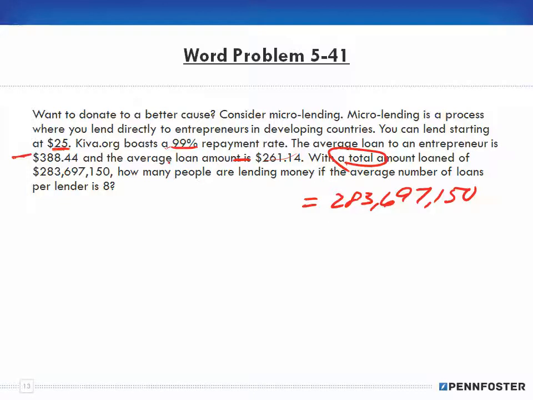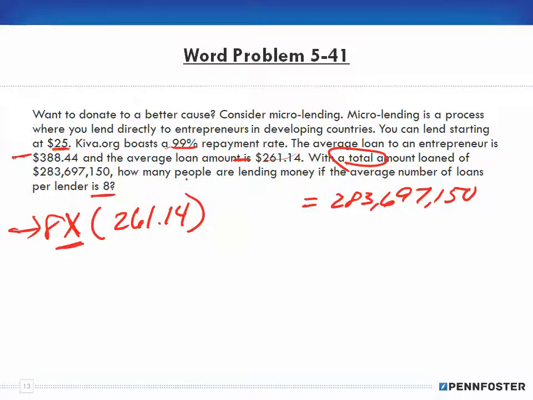And how many people are lending money if the average number of loans per lender is 8? Okay, so let's see here. If the average number of loans per lender is 8, and since that's per lender, let's set the variable for the number of lenders to x. That gives us 8x, and the average loan amount is 261.14. That should equal the total loaned amount. Now notice, that's our equation. All we need to do now is solve for x.